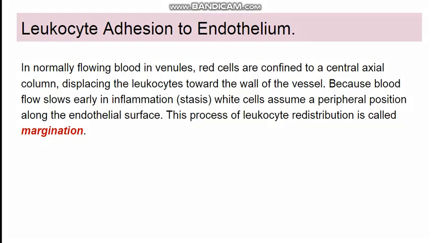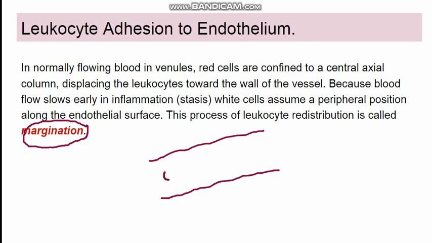Okay, firstly there is something known as margination. What is margination? This is a blood vessel. Mostly what happens is the blood flows like this. There are RBCs, mostly in the center, and WBCs are slightly peripherally placed in the flow. This is the central axial flow of the blood. Now whenever there is inflammation, there is stasis. When the stasis takes place, the WBCs assume a more peripheral position, and this redistribution is known as margination. Okay, now margination has taken place.